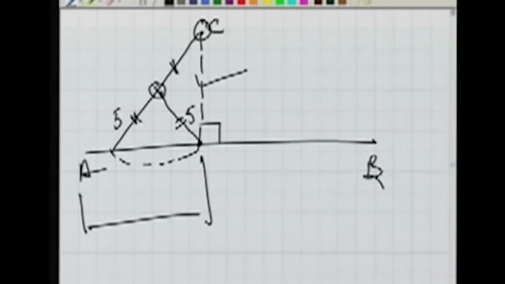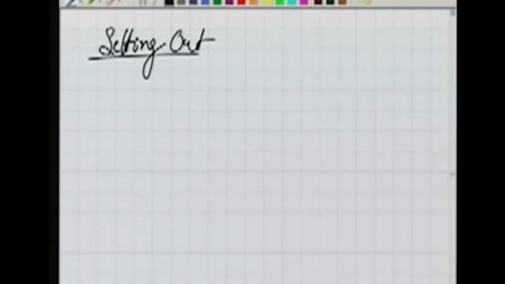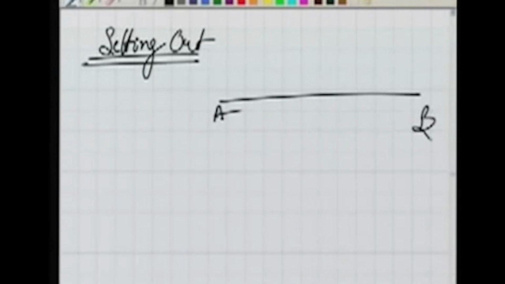The other thing which is important is setting out the perpendicular. Setting out means, as we have said, only a chain line or survey line is there, and at any point we want to set out a perpendicular. Now how to do this? There could be many methods. You can start with a simple method.